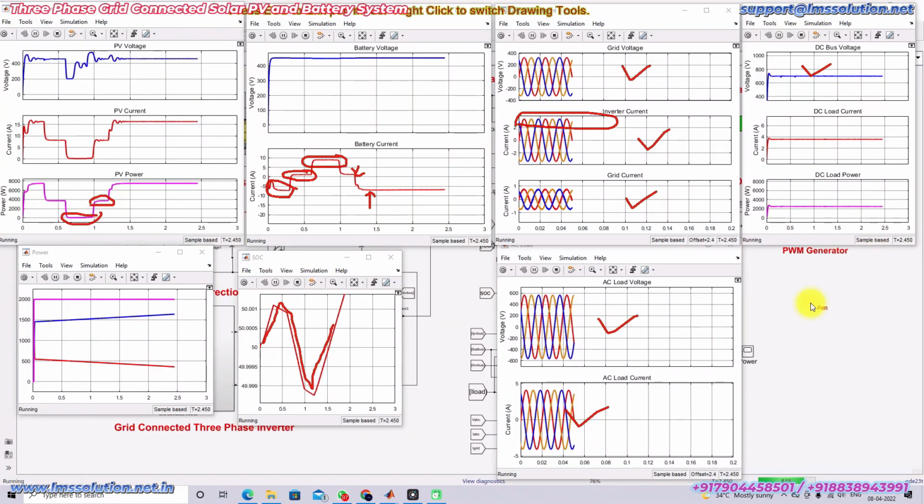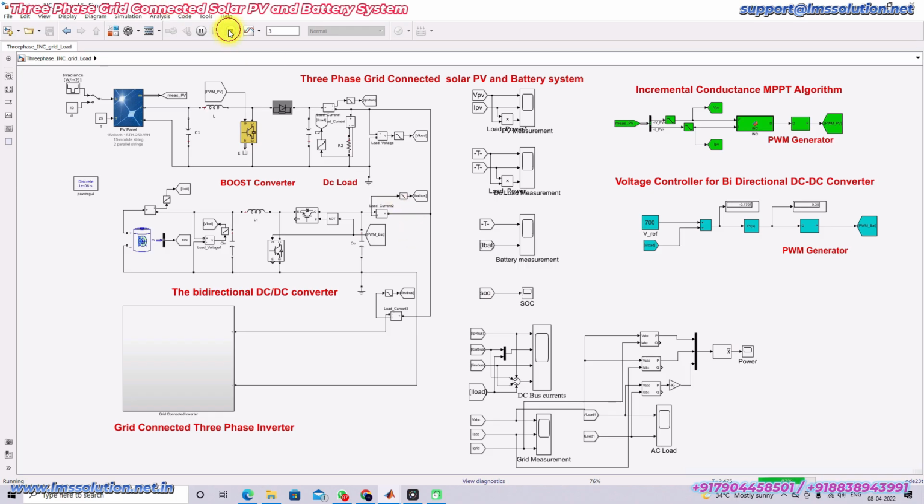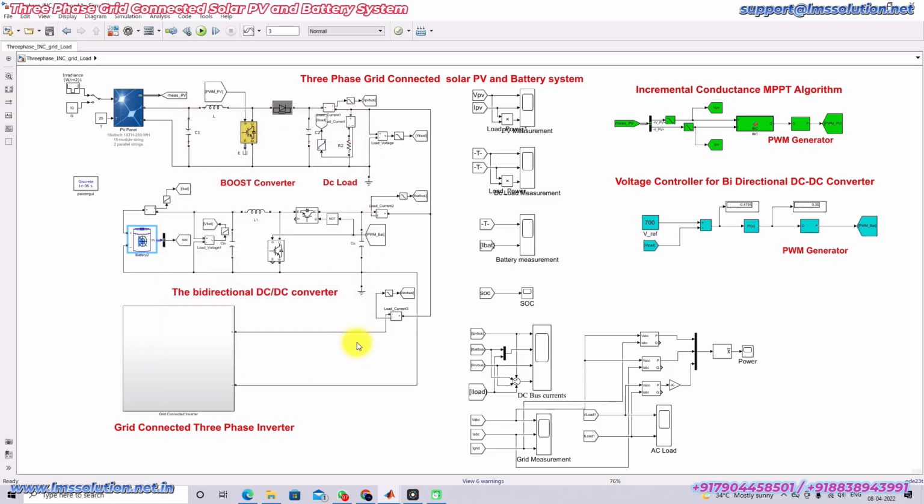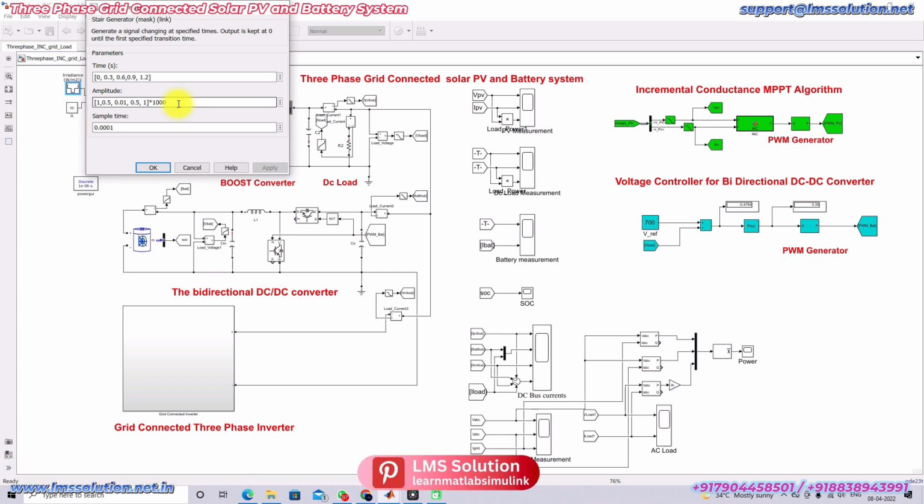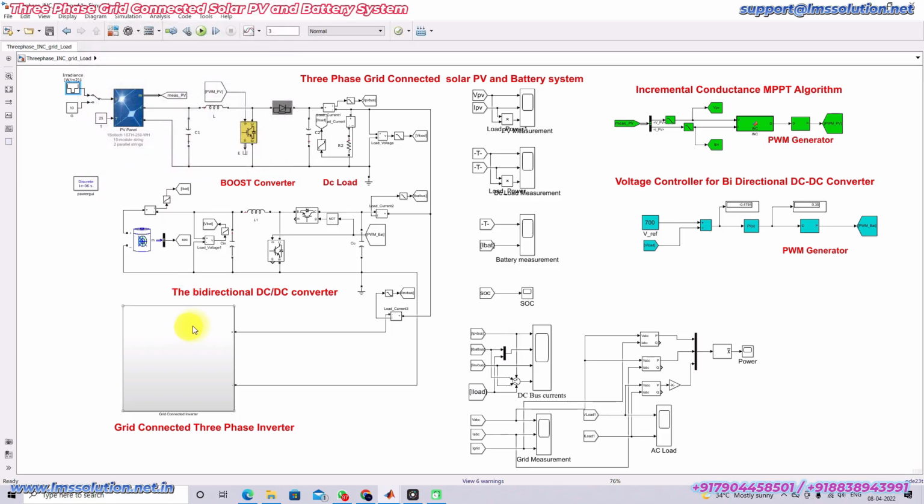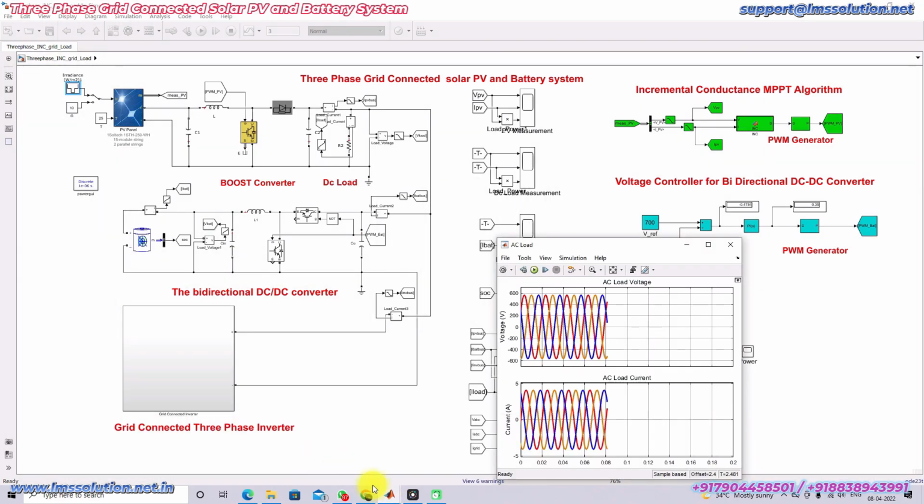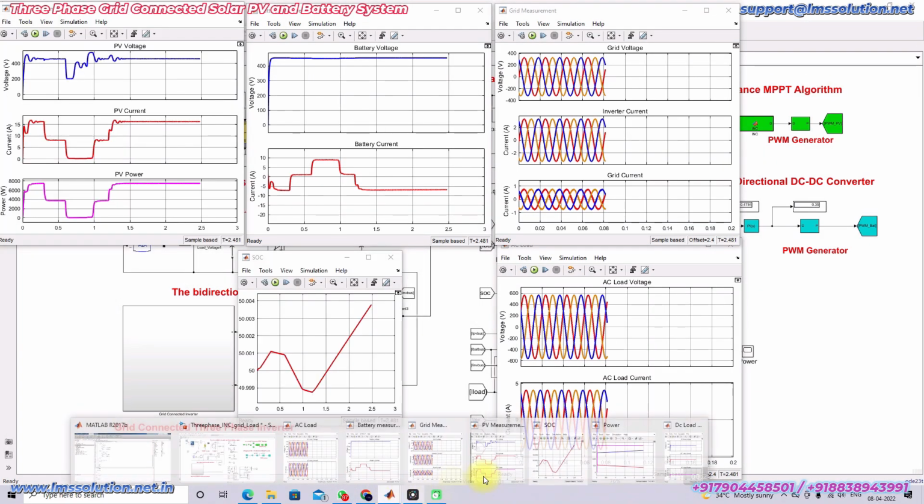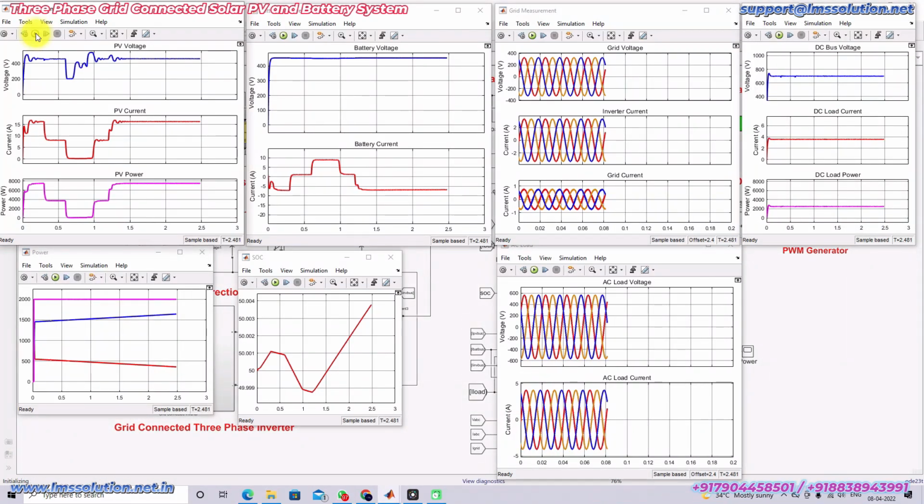Next I'm going to simulate the same model when the SOC of the battery I'm going to fix at 9%. So when the battery has 9%, I'm going to change the irradiation with the same concept, that means 1000, 500, and then 1000. Here we are going to check the operation of the grid inverter. Again I'm going to simulate this model, and then you have to check the results.